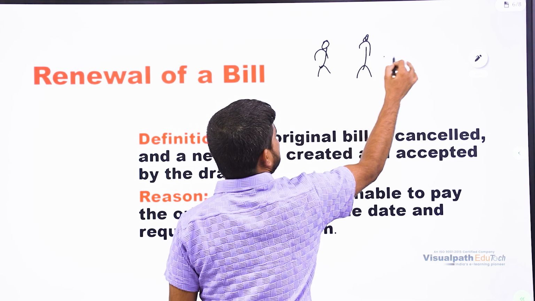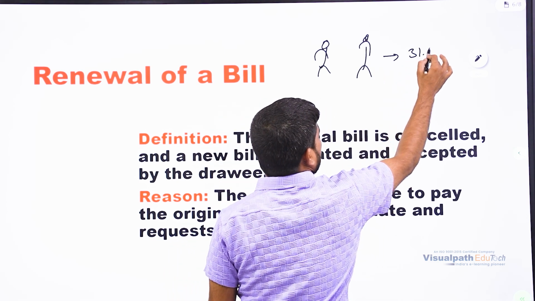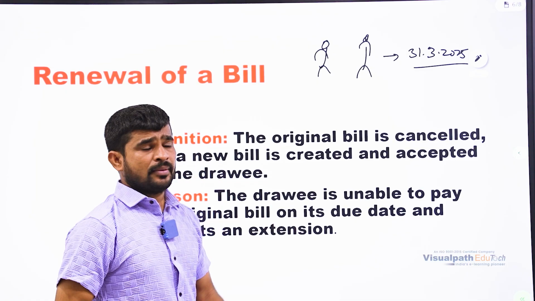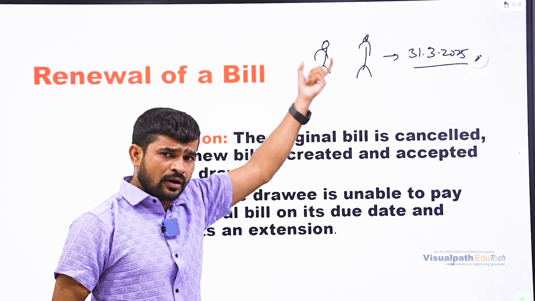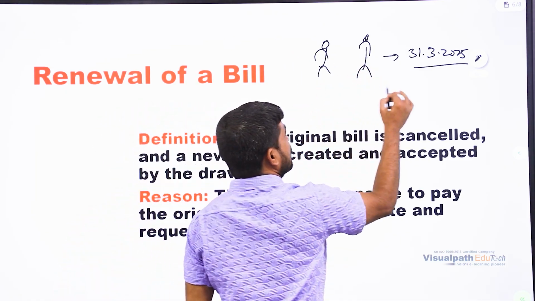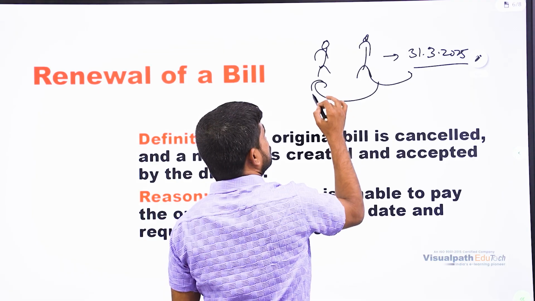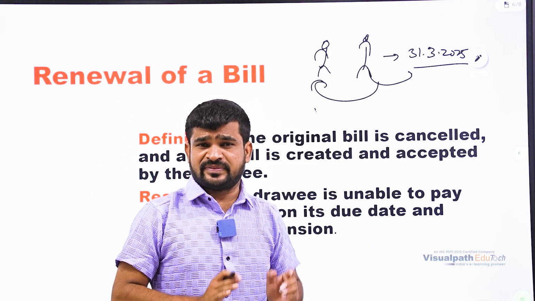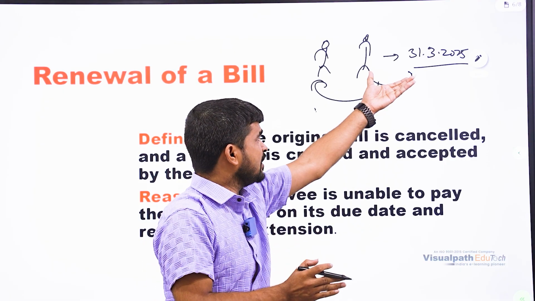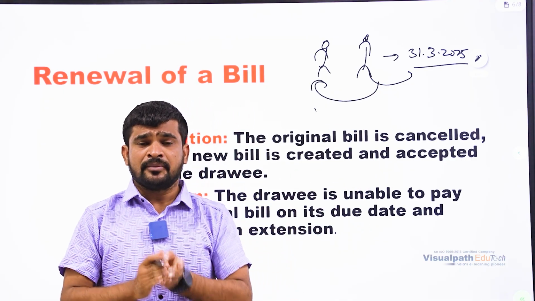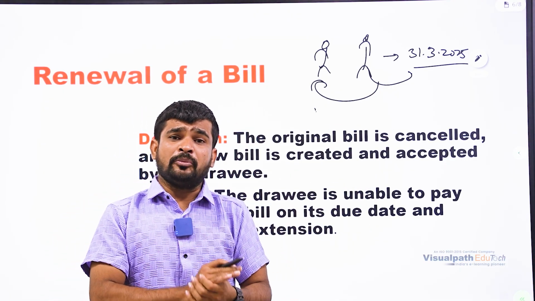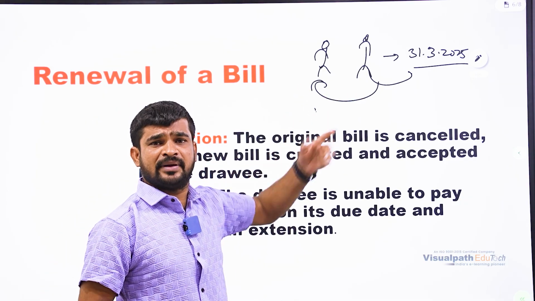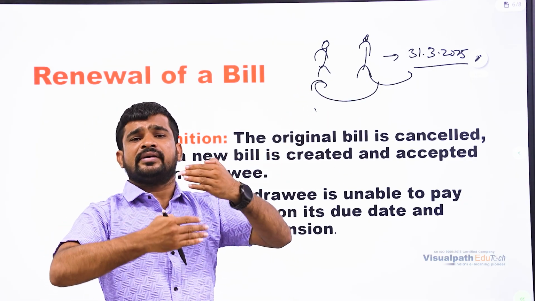Okay, the maturity date is 31st March 2025. So this is the maturity date. Before the maturity date or on the maturity date, B will request A directly: I am unable to make the payment for the bill. As we committed the date of payment as 31st March 2025, but my dear Amit, I am unable to make the payment on the due date. So kindly, let us make a renewal of bill. It means the same bill will be recreated.